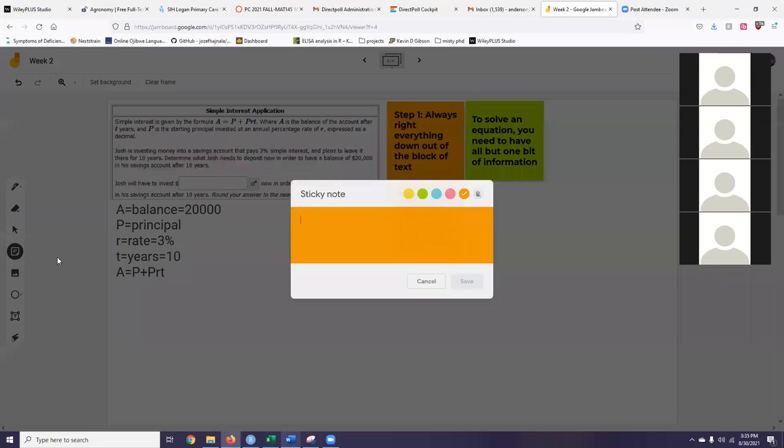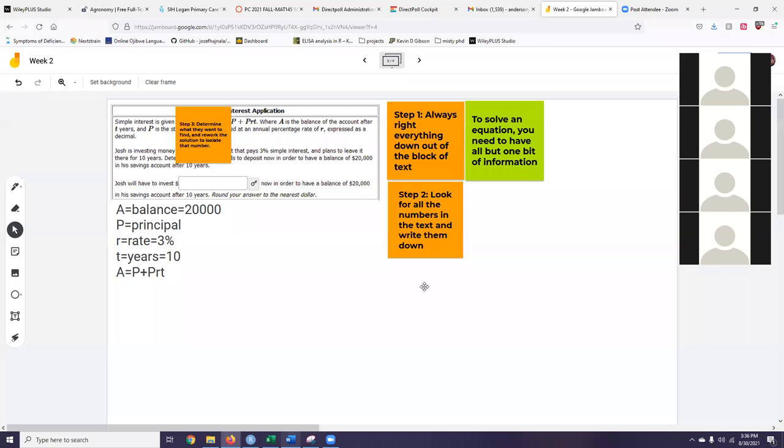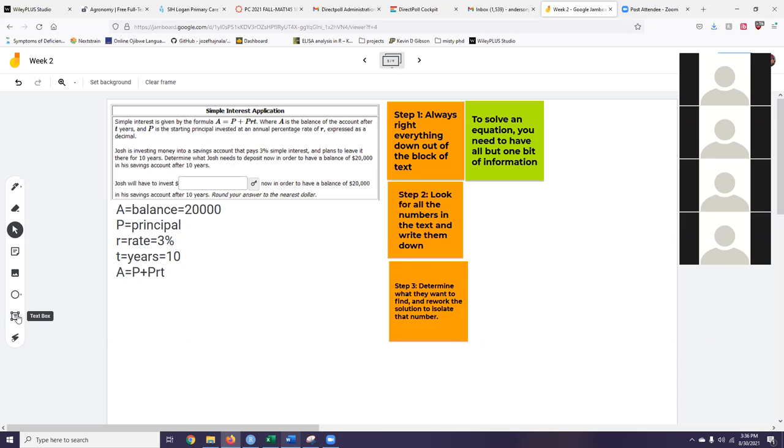So step three, determine what they want to find, because I always find solving for one specific number is the easiest way to go. To me, I always want to find out what I need to solve and then isolate that and do everything else later. So the formula is A equals P plus PRT, and I need to solve for P is what I'm going to do.